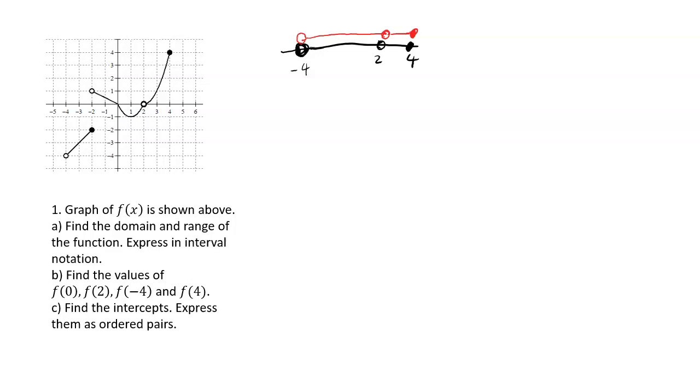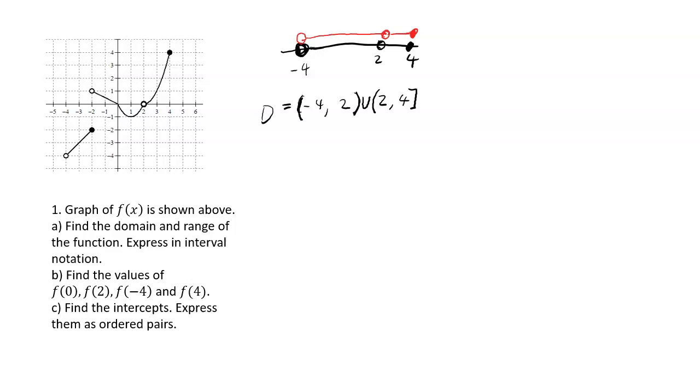The first interval is what? The first interval is from -4 to 2, not including the endpoints. Whenever you don't include the endpoints, you put round brackets. Now the second interval is from 2 to 4. Again, 2 is not included, however 4 is included. And if you have more than one interval, you put unions between them. So that's the domain.